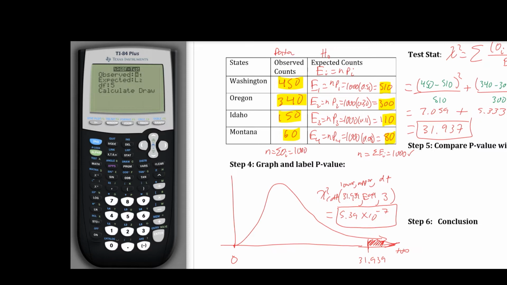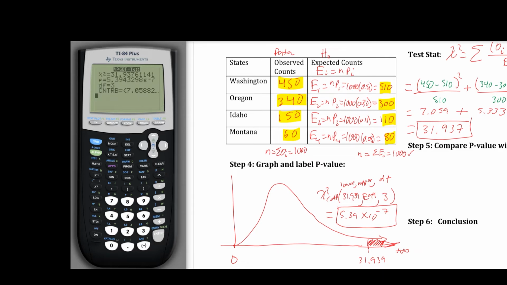Okay, so if you press enter on that, it's asking where is your observed list and where is your expected list. Again, you had the freedom to put them in anywhere, so just make sure you locate those correctly. My observed list was in L1. My expected list was in L2. My degrees of freedom was the number of categories, which we have 4, right? Because it's Washington, Oregon, Idaho, Montana. 4 minus 1, so that would be 3. And let's go ahead and calculate that.